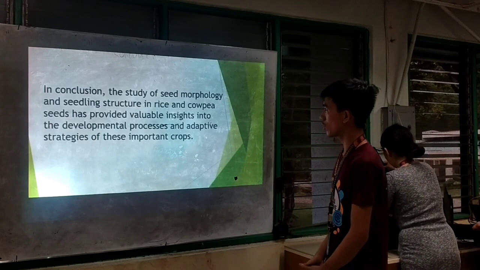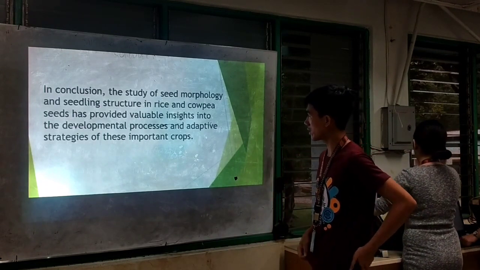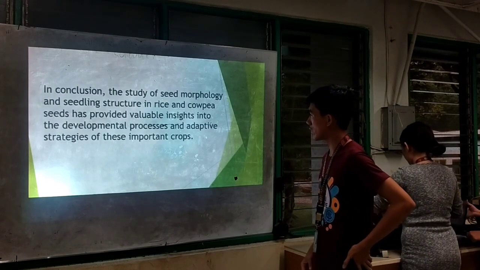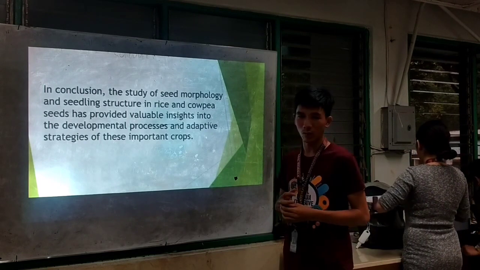So this is the conclusion: the study of seed morphology and seedling structure in rice and cowpea has provided valuable insights into the development, processes, and adaptive strategies of these important crops.